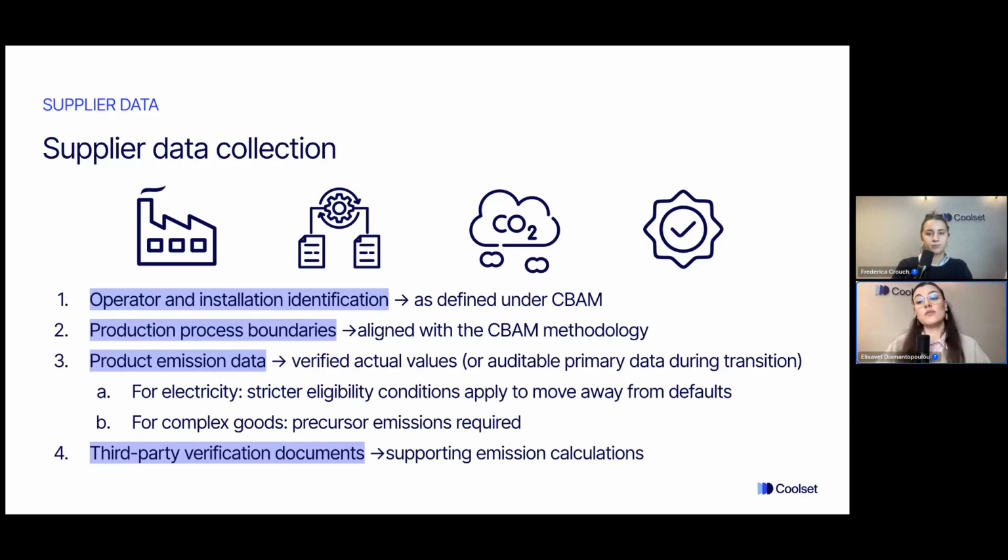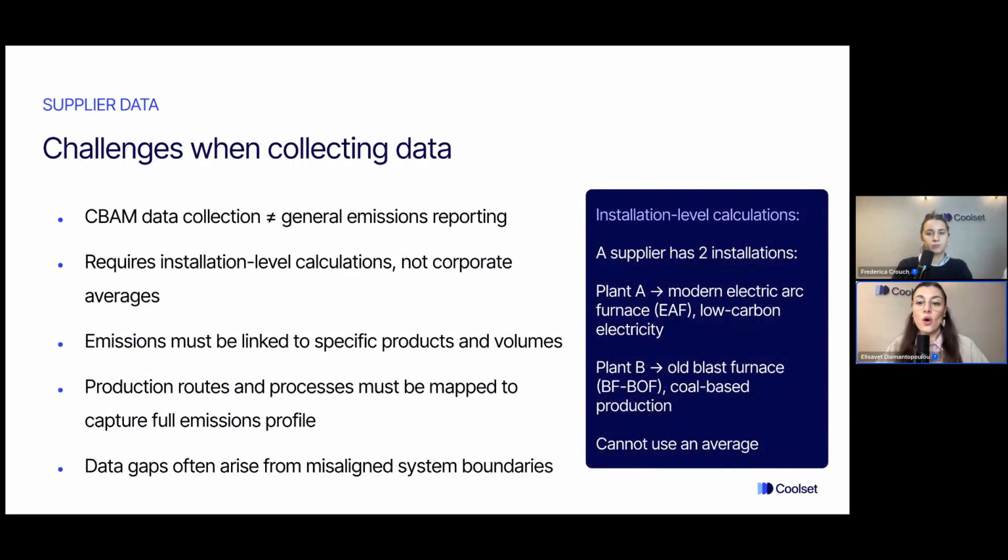But there are a lot of challenges in collecting this data. So first of all, there is a fundamental difference between collecting data for carbon reporting versus data collection for CBAM. General carbon reporting usually uses the corporate averages using the emission factors that we can find in databases. But for CBAM, you need the actual activity data from that installation. So it's not enough if your supplier gives you the same emission factor that you can find online.